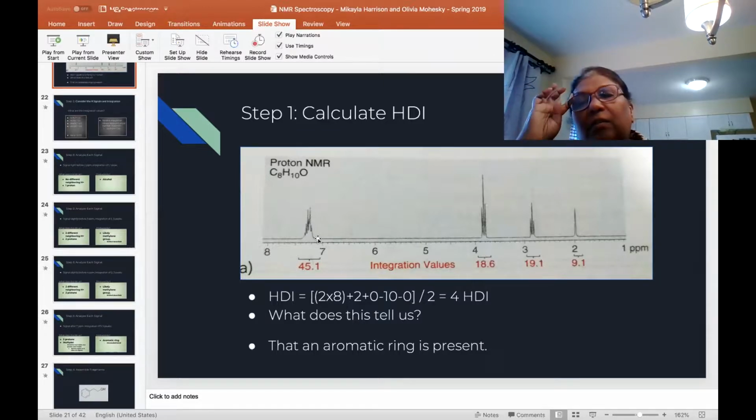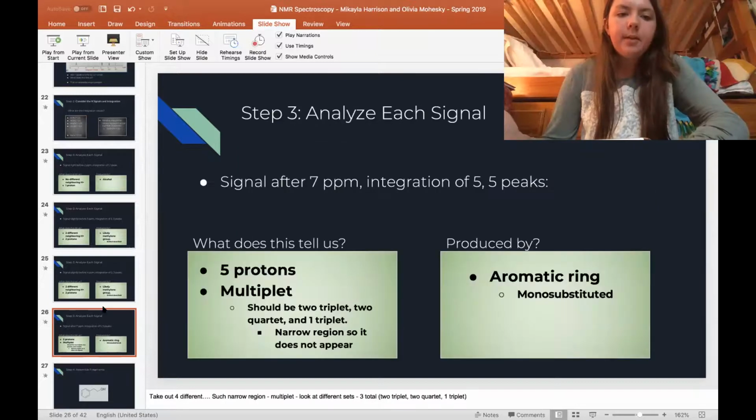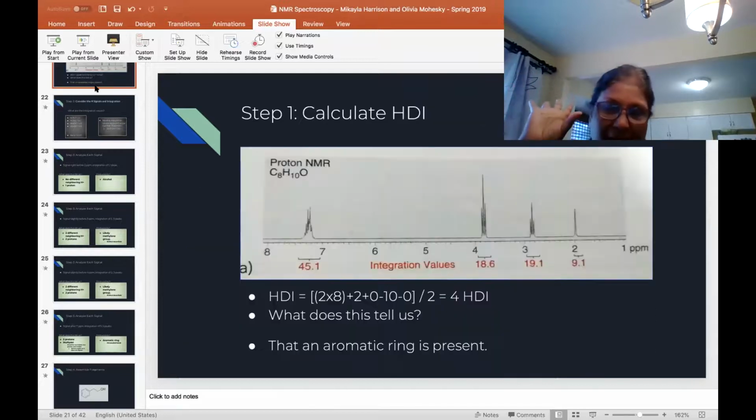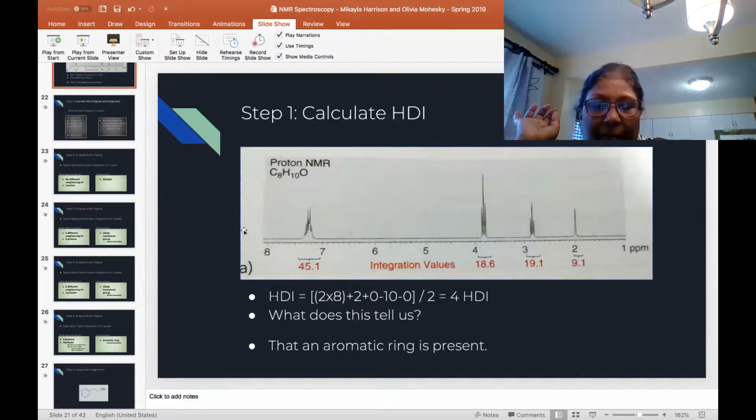What's the integration? Let's see what they put. They put around 7. As long as it's around 7, between 6 and 7, it's likely to be an aromatic ring. So you need to make a note of that.